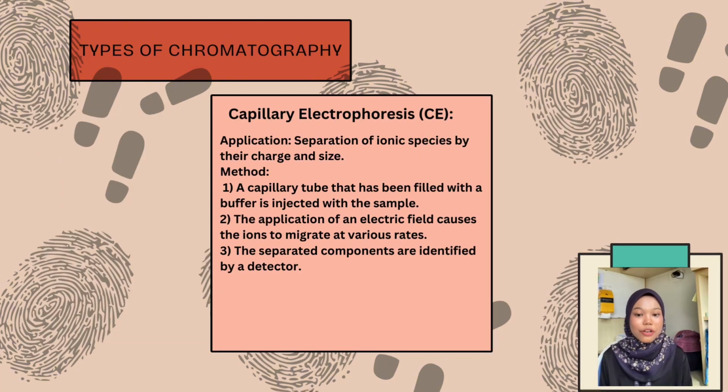Lastly, for types of chromatography, we have capillary electrophoresis or CE. This applies for separation of ionic species by their charge and size. The method is that a capillary tube that has been filled with a buffer is injected with the sample. After that, the application of an electric field causes the ions to migrate at various rates. And lastly, the separated components are identified by a detector.